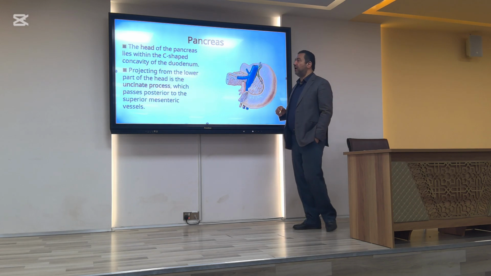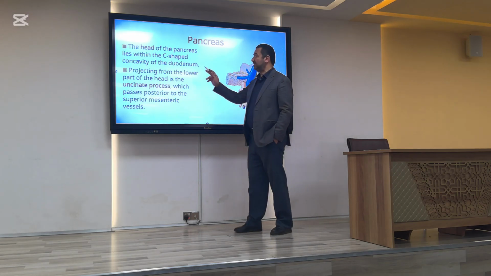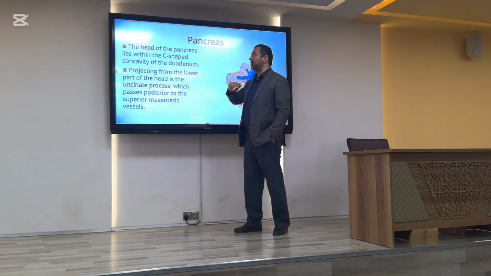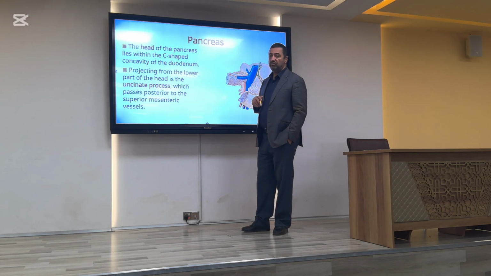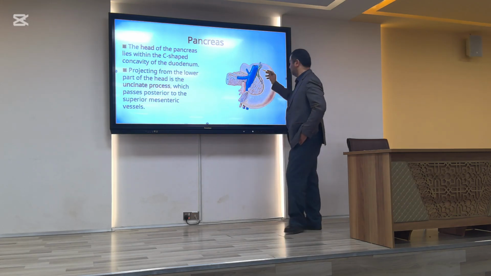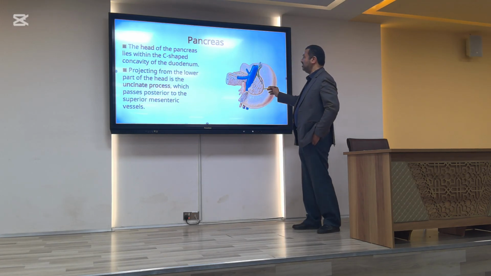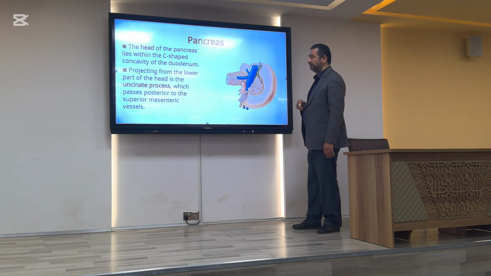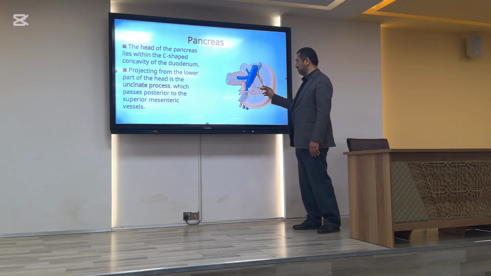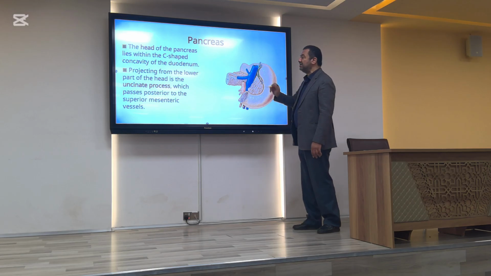The head of the pancreas lies within the C-shaped concavity of the duodenum. Here is the duodenum, and here is the head of the pancreas. Projecting from the lower part of the head is the uncinate process. This is the uncinate process.